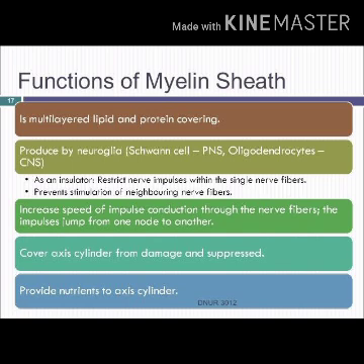Now, are you clear how the myelin sheath is formed? Once again, the myelin sheath is formed in two ways. In the nerve, myelin sheath is formed by Schwann cell, and in brain and spinal cord, myelin sheath is formed by oligodendrocyte.